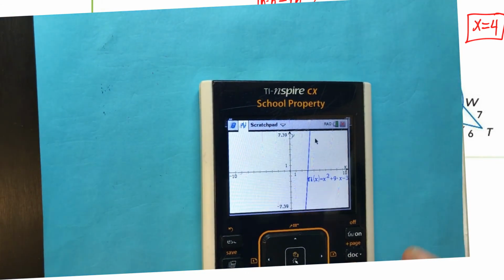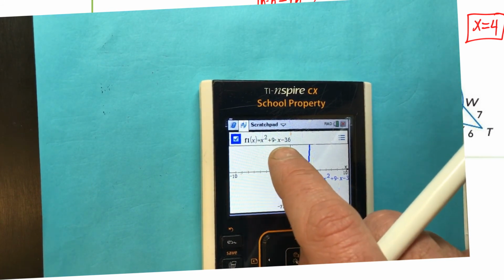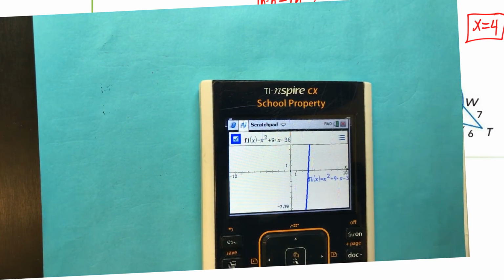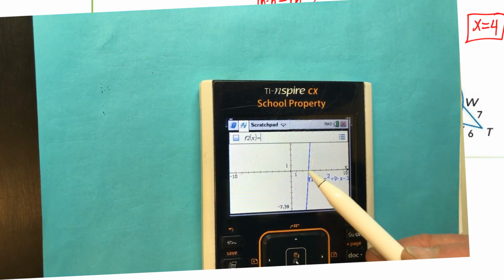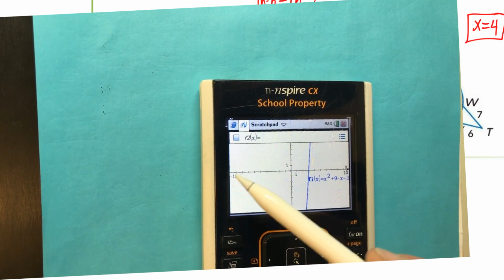Wait, what did you put in? Okay. So we typed in x squared plus 9x minus 36 and graphed it. You can see it crosses right there at 3. So x equals 3. It does cross at negative 12, but that doesn't make sense with what we're doing.